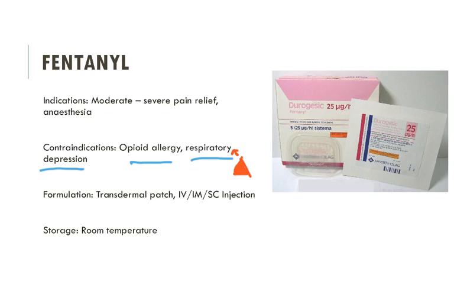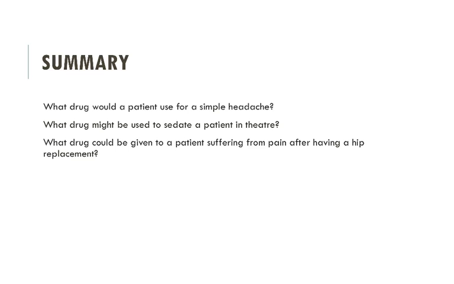Okay, so it comes in different formulations. We could get this as a patch, which is administered slowly through the skin. It can also come in intravenous format, intramuscular format, and in a subcutaneous injection. This would be stored at room temperature. So in summary, if we could just ask you to read these questions and just pause for a moment and answer these questions. If you pause the video now.